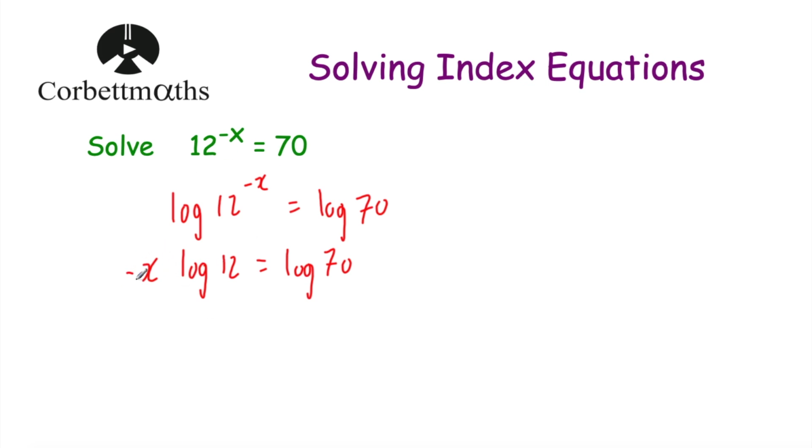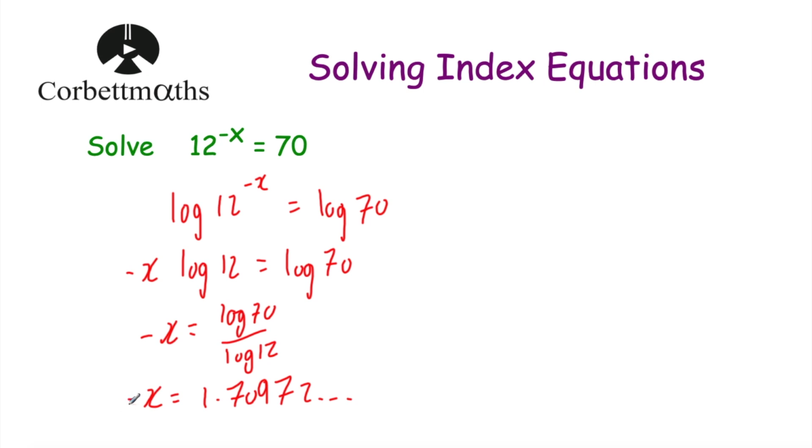Now at this point, we want to get the x on its own, so let's divide both sides by log 12 to get rid of this log 12. So on the left-hand side, we're going to have minus x, and on the right-hand side, we're going to have the log of 70 divided by log 12. So we've taken the logs of both sides, we've brought down the power, and then we've divided both sides by log 12. So we've now got that minus x is equal to, and if we type this into our calculator as a fraction, the log of 70 divided by the log of 12, close brackets, we get 1.70972 and so on. But that's minus x.